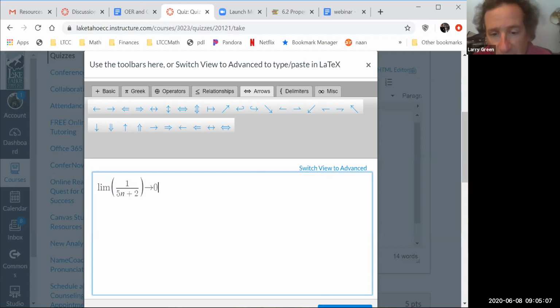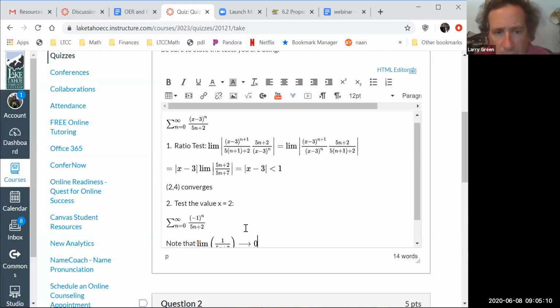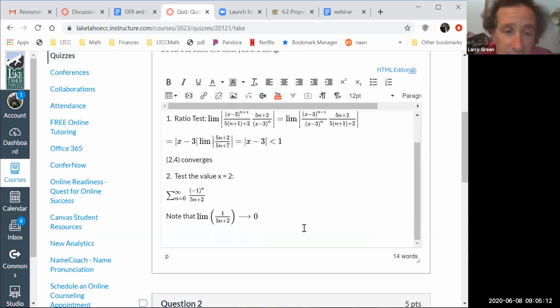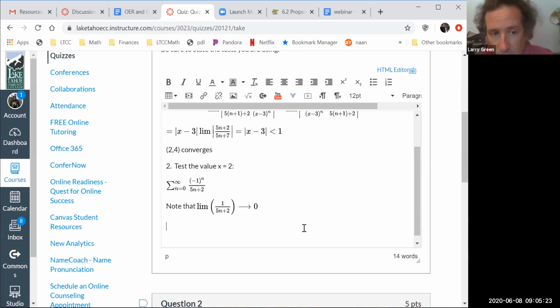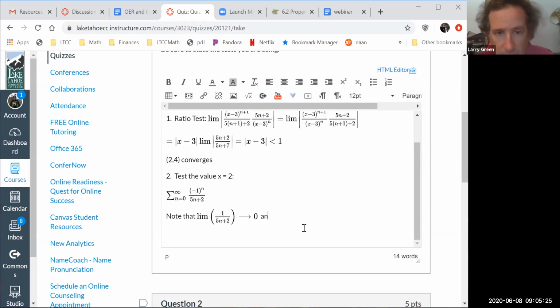Okay, any questions on that? We have an alternating series. We know the limit goes to 0, and it's definitely monotonic. And it is monotonic. So what is the conclusion? By the AST, what can we conclude? Yeah, it converges at x equals 2.